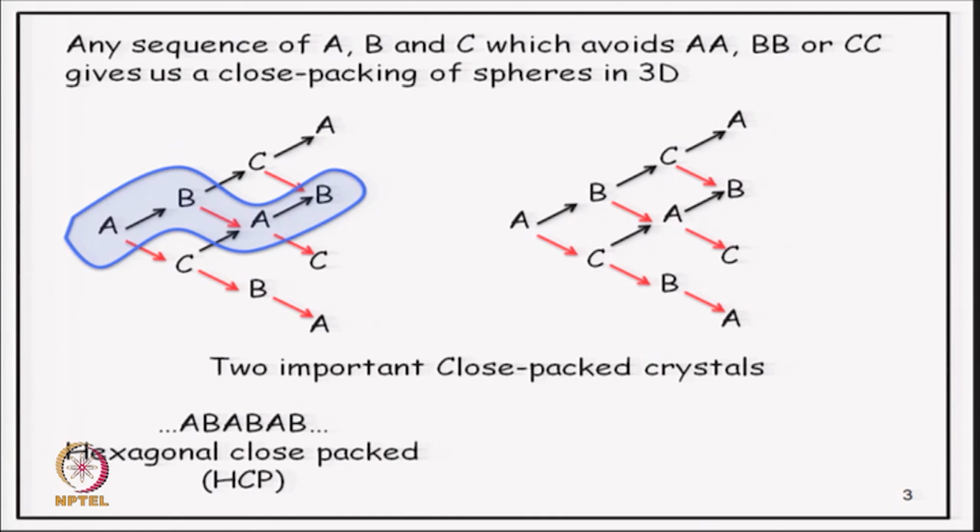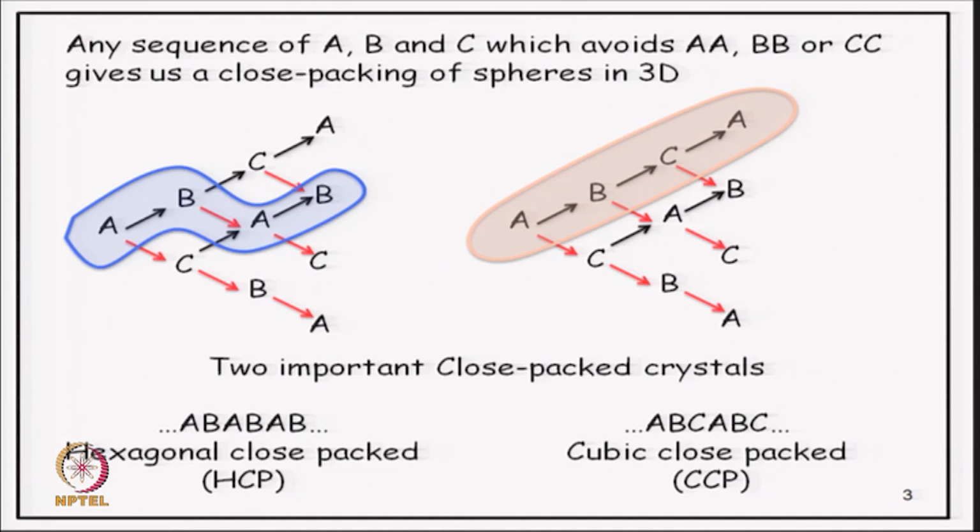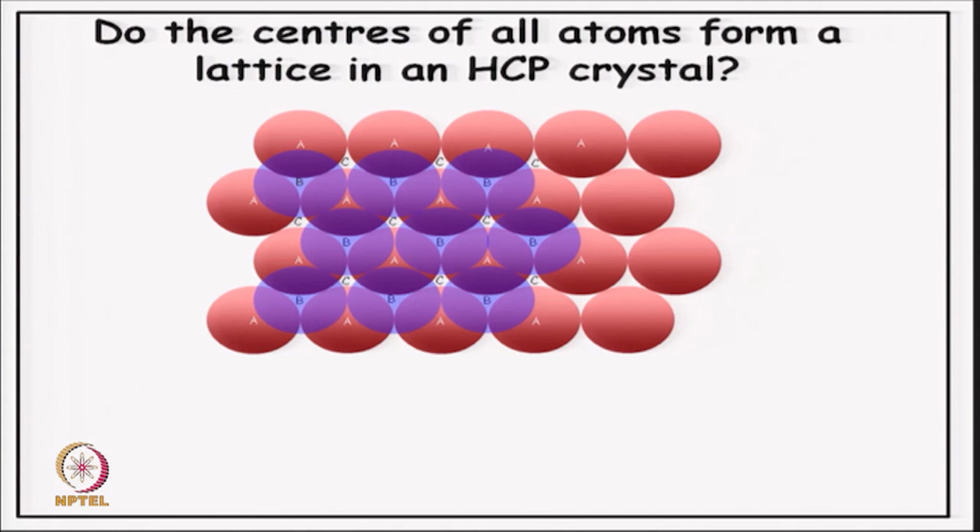The other important one which occurs in nature is ABCA. So, if we continue in this sequence ABC, ABC, then we get a cubic close packed structure. So, these two are particularly important and we will deal with them one by one. In this video, I begin with the hexagonal close packed or HCP structure. So, let us look at our close packed layer again.